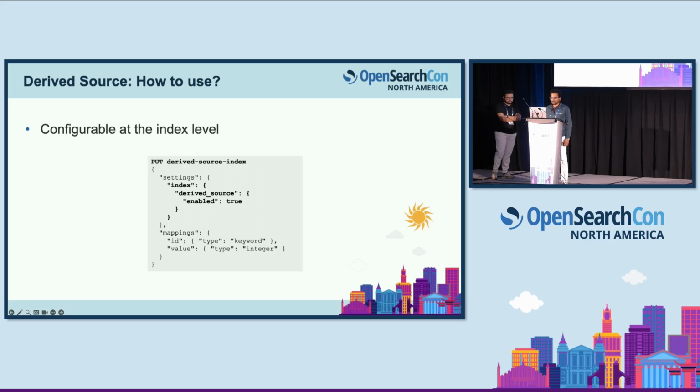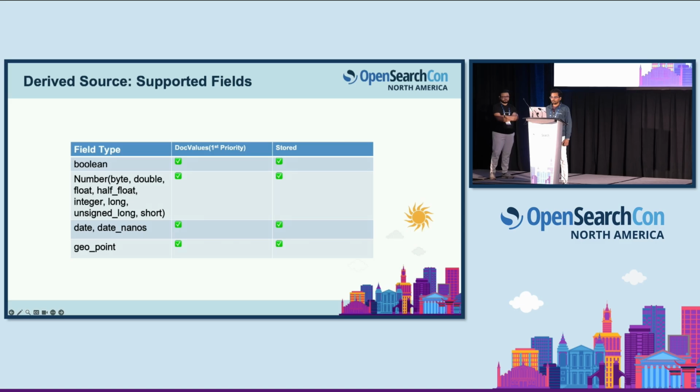So now let's look at what all fields are supported. It supports most of the field types that are being used as of now. So let's look at those fields. We have boolean, then all the number type fields, then we have date and geopoints as well. We have tried to provide priority to doc values first, because it's easier to read the data from the doc values as compared to stored fields. So for all these fields, doc values are by default stored for analytical use cases.